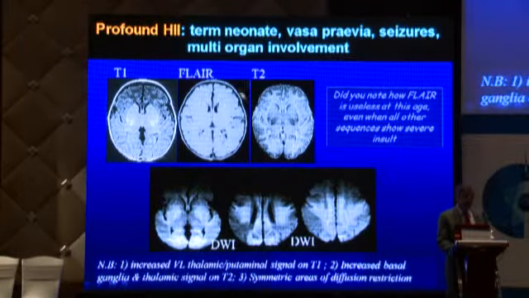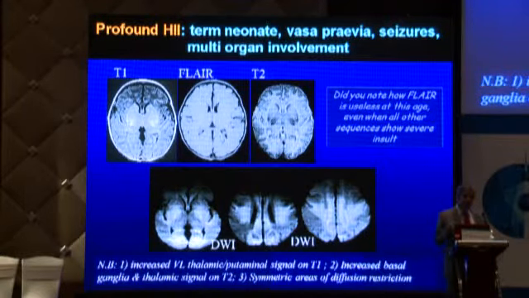Now I have put this FLAIR image over here just to point out one thing. Many people all over the world and in Canada and in USA use FLAIR images very routinely in the term child, and it's totally useless. The only thing it is good for is if you have an extra-axial, subdural or epidural collection, because this image looks almost normal and you may get a false sense of security.